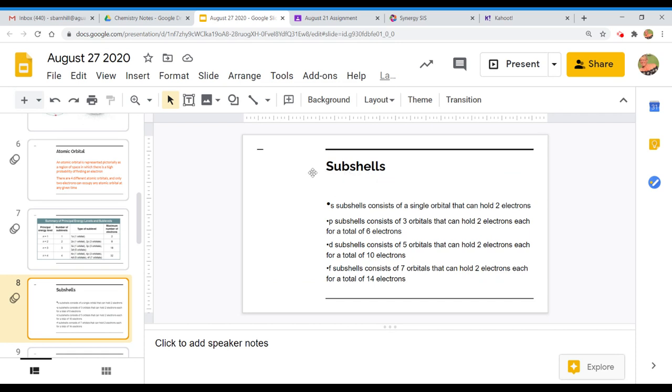Okay, and these are the different subshells. This is what I want you to take down instead of just that table. An S subshell is a single orbital that can hold at most 2 electrons. P subshells consist of 3 orbitals, and each one of these can hold 2 electrons, and that gives you a total of 6 electrons.